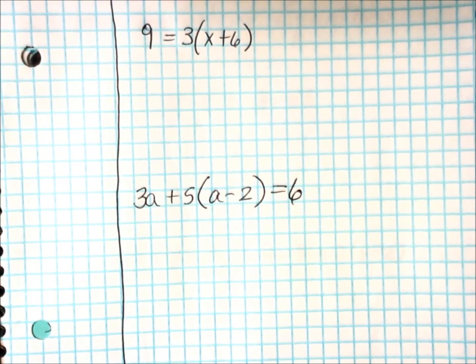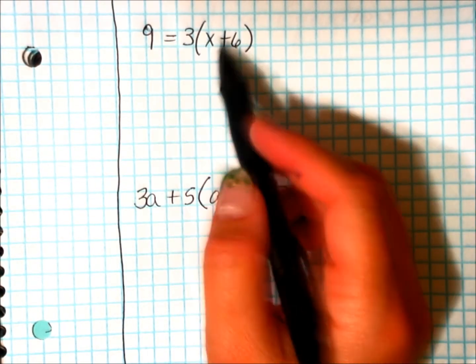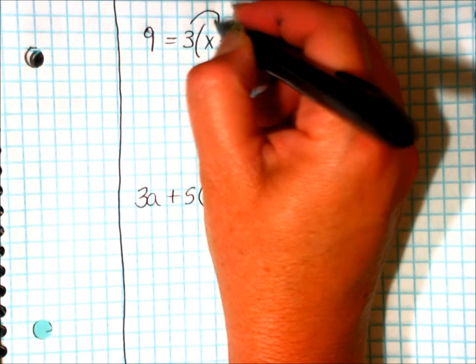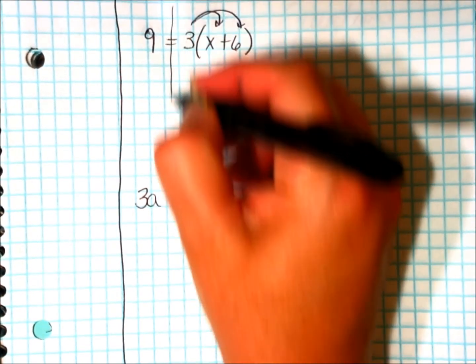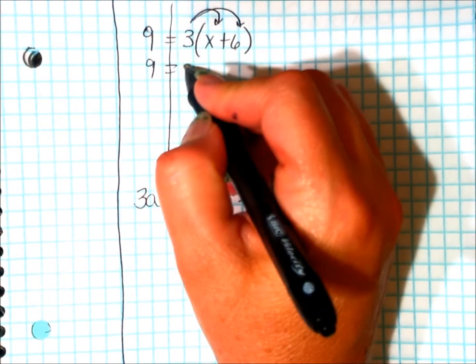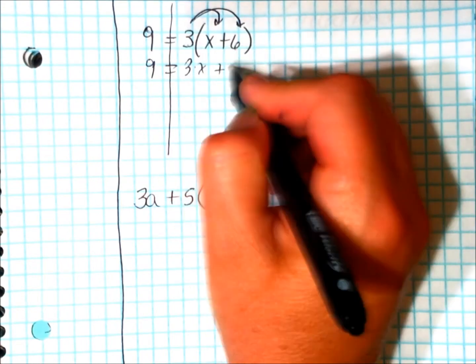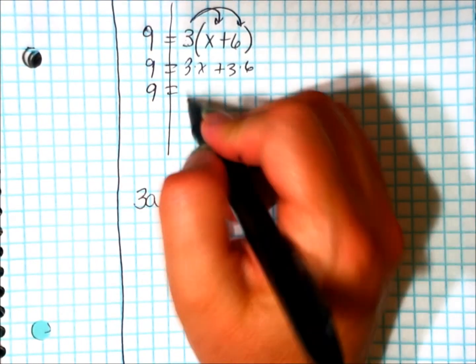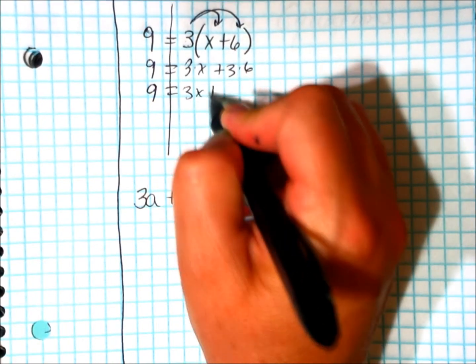So let's try another one. This time, no negatives, all positive, but there's a number in front of the parentheses. I need to make sure I distribute that. I'm going to draw my mirror right from the beginning. So on this side, I just have the 9 equals. Here I have 3 times x and 3 times 6. So I go to my cleanup stage, and I go 3x plus 18.